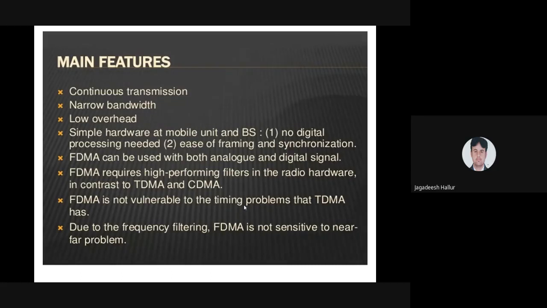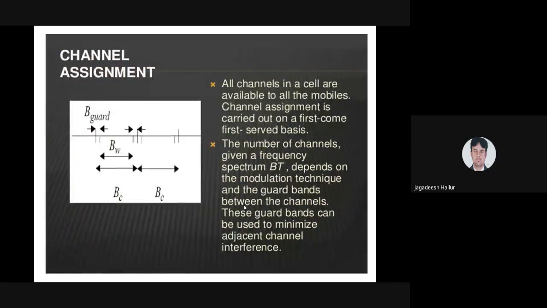Simple hardware is required between the mobile station and base station. That is one of the main features. High performance filters can be used to remove the unwanted or undesired signal. And no timing is required in FDMA, whereas TDMA requires timing functionality. These are the main features.